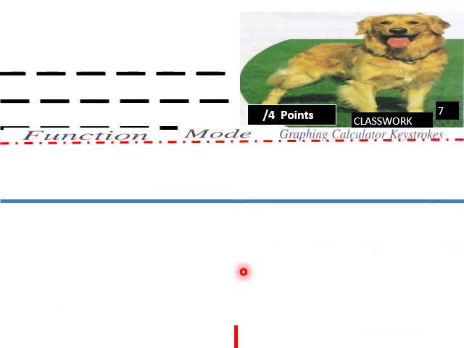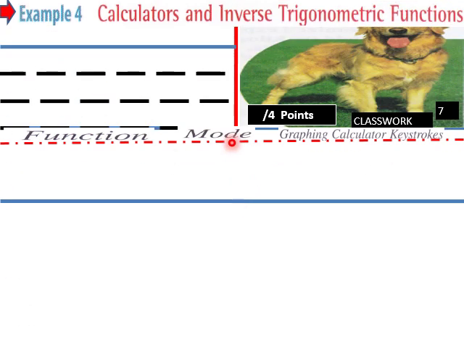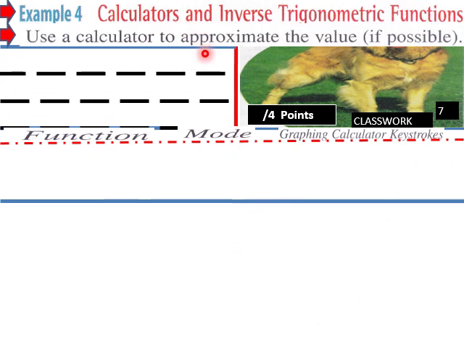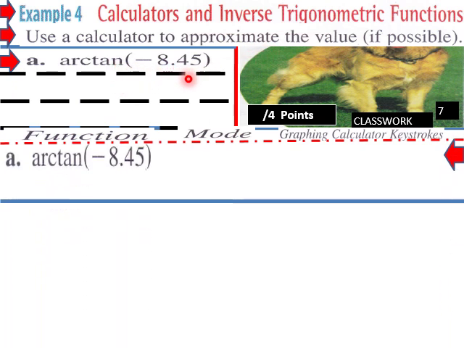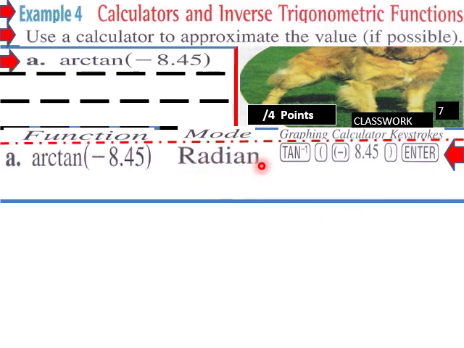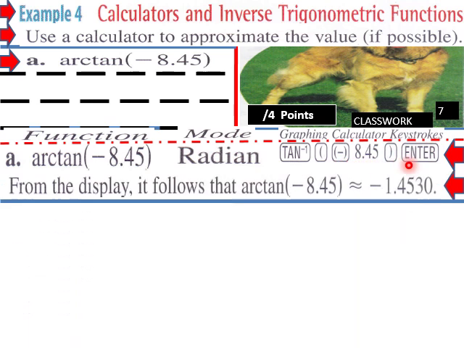Let's go on to another example here. Calculators and inverse trigonometric functions. Use a calculator to approximate the value if possible. So I have arctan of negative 8.45. We're going to use the radian mode on your calculator here. Here's the function arctan of negative 8.45 in radian mode, and here would be your entry: tan to the negative 1, and then parentheses, negative 8.45, enter.